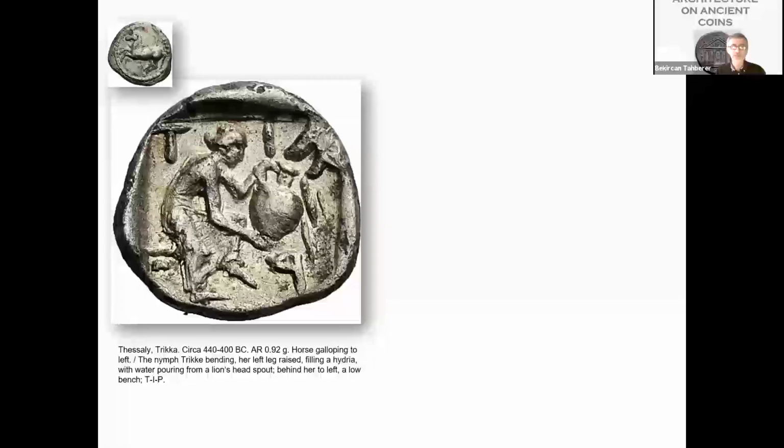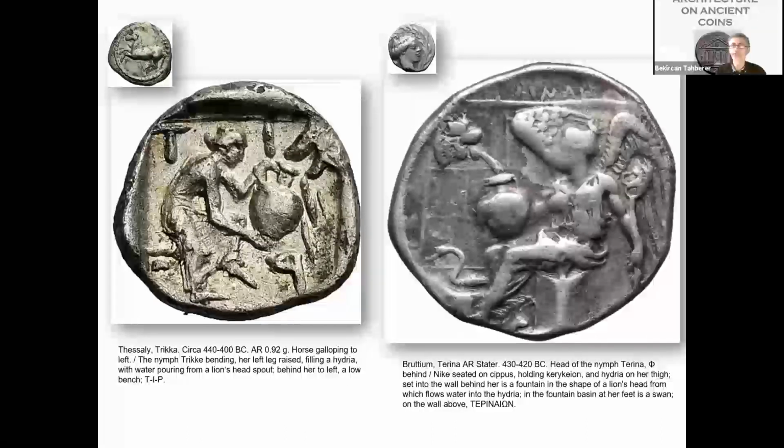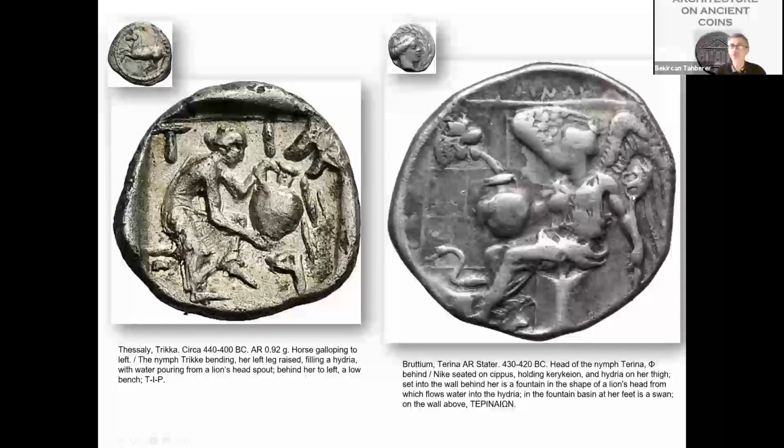And here is another one from Trika, showing us the nymph of Trika filling up a hydra with water. So obviously the lion head spot is telling us that there is a fountain in that area. And here is another one, the Nike in this case, seated on a kippos and holding a kerykeion in one hand, an attribute of Hermes, and a hydra sat on her knee, filling up water from the spout coming.